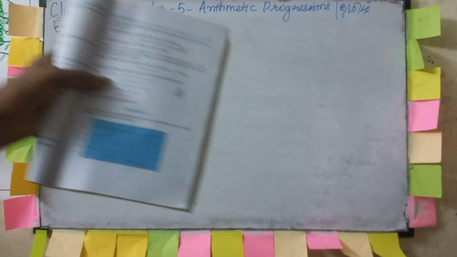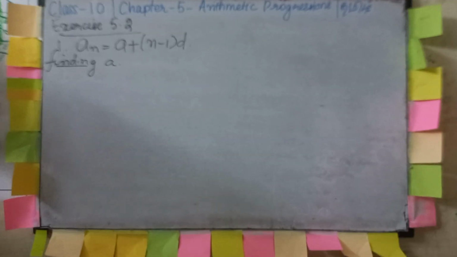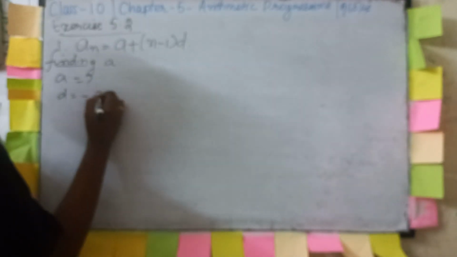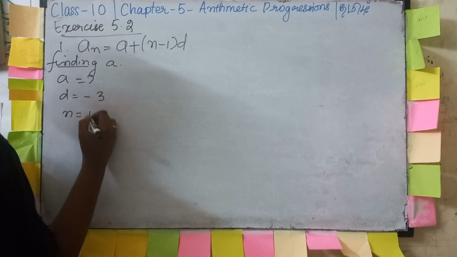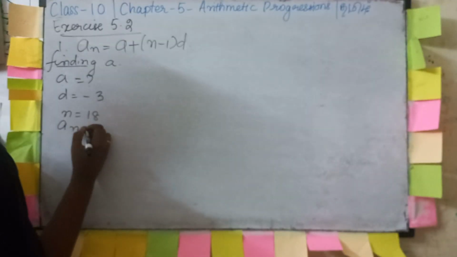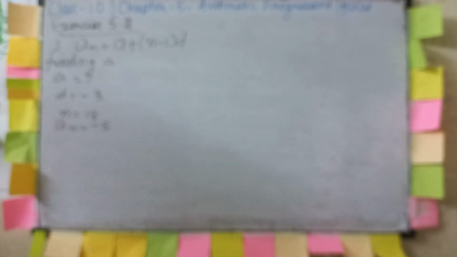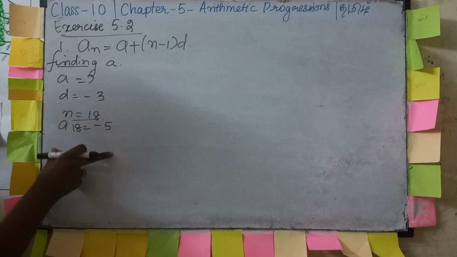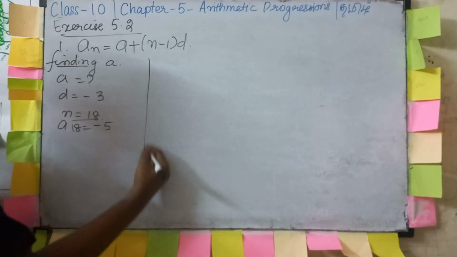Finding the first term, we are going to do a sample sum from our NCERT textbook. So A is something, D equals minus 3, n equals 18 and A n equals minus 5. See, easy to understand. First you should understand the question. See, n is given as 18. That means A 18, the 18th term, is minus 5. So substitute these things in this equation and see.